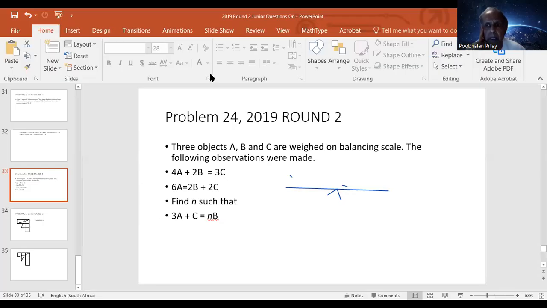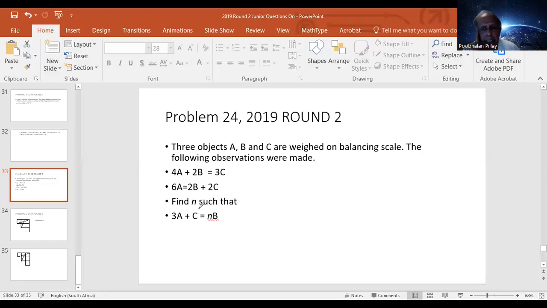Let's clear all the drawings. Okay, now the argument is as follows. I want to get 3a plus c, and I've got b's on the side. So the way to do this is to find a in terms of b and c in terms of b. And then when you add these two, you'll get something times b. So we need to work out a in terms of b and c in terms of b.